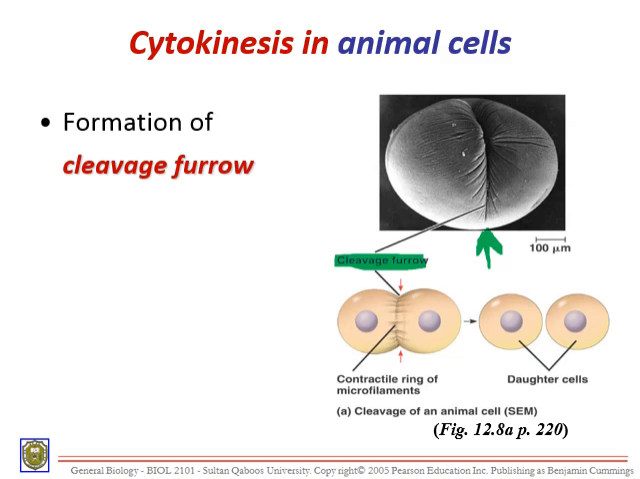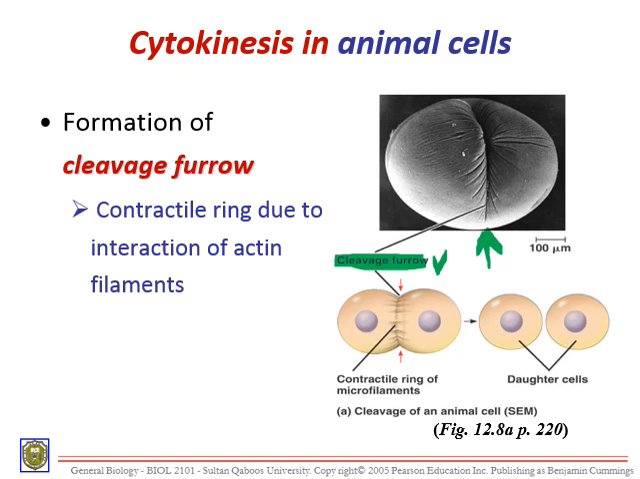And this term you have seen before in the cytoskeleton lecture. So the contractile ring forms, as you can see, there is a ring here. This ring forms due to the interaction of actin filaments, okay, or microfilaments. Remember microfilaments from the cytoskeleton lecture? Or we also call them actin filaments. All right, so in animal cells, the plasma membrane of the parent cell pinches inward.